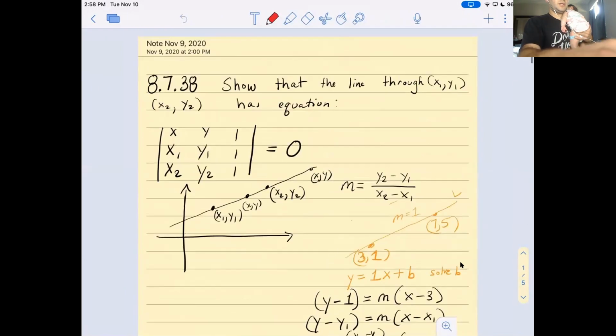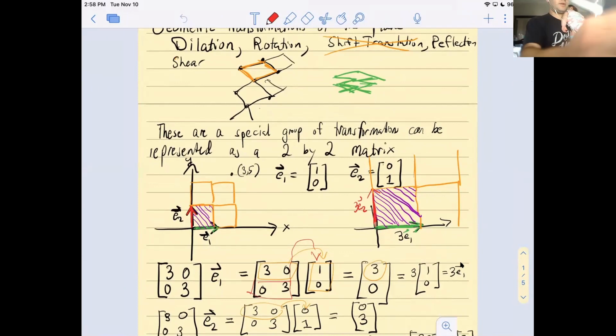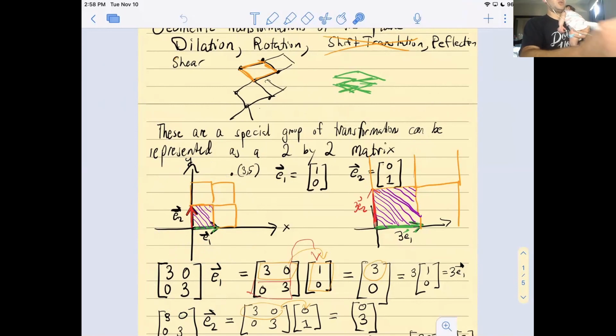So the first one that we did, do you guys remember the first transformation that we did was a simple dilation? The very first transformation that we looked at was this one, 3003. To visualize what that does, this is our standard grid. It's just a bunch of squares. If we dilate this grid, we transform the entire piece of paper by zooming in or blowing it up by a factor of 3. The fundamental square, the original standard square, got transformed into this bigger square.